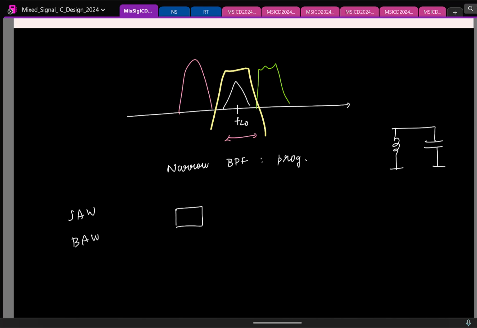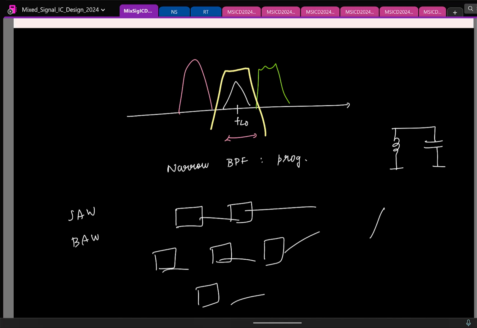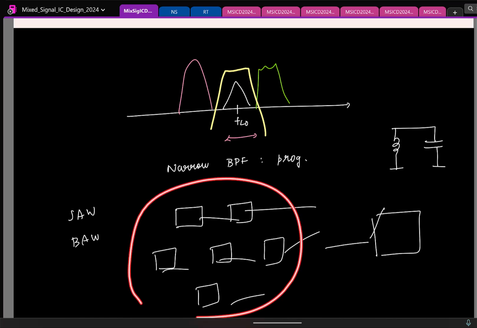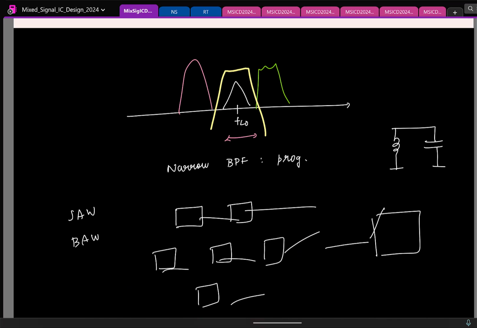So you'll have an off chip component, and this has a fixed center frequency. So you actually will have a bunch of them for different center frequencies, and depending on what center frequency you want, you select the required one and give it to your chip. Now, of course, this looks like it is taking up a lot of area. So that's where the motivation is to find some possible solution to have an on-chip programmable narrow bandpass filter.